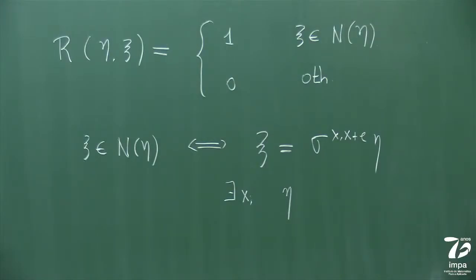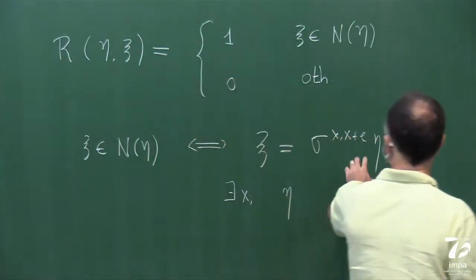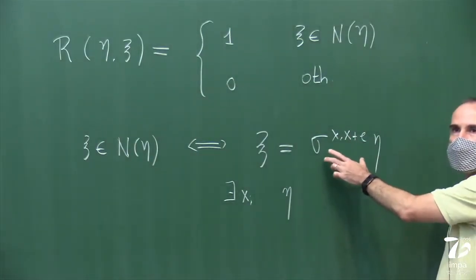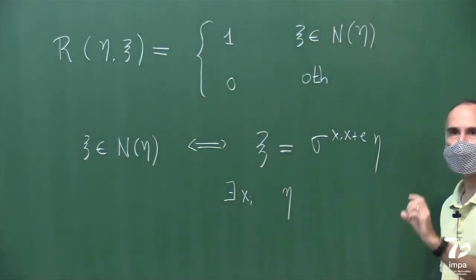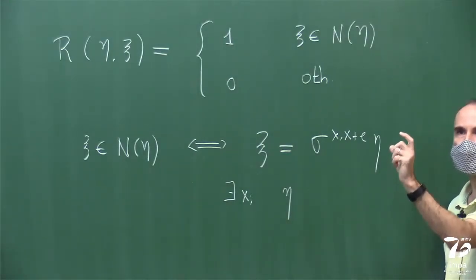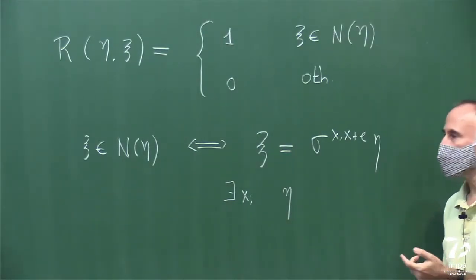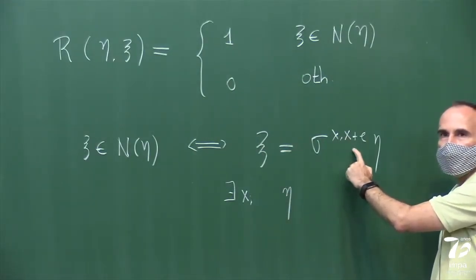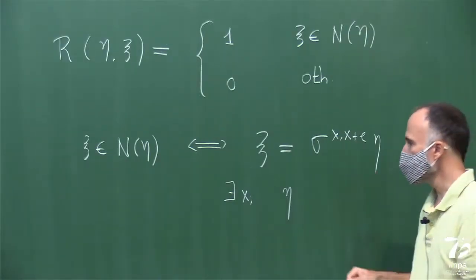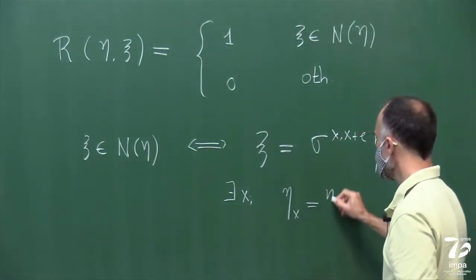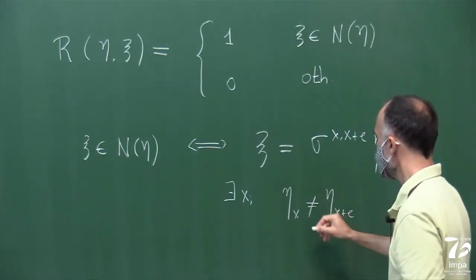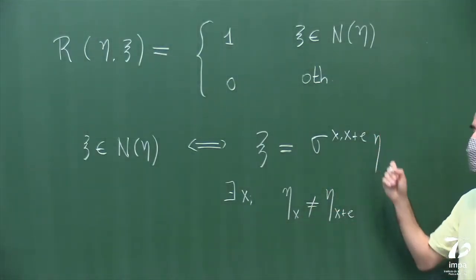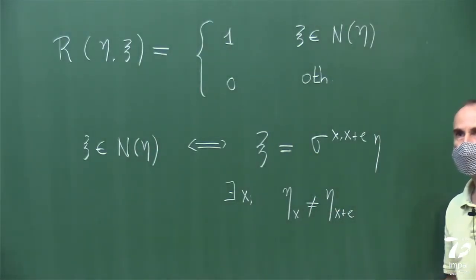No, this is not enough, because if eta(x) is equal to eta(x+e), this configuration would be the same as eta. If you have two particles at x and x+e, and you exchange, you get the same thing, right? So for psi to be different from eta, I need eta(x) to be different from eta(x+e). So I need an x such that eta(x) is different from eta(x+e), and psi will be equal to that.